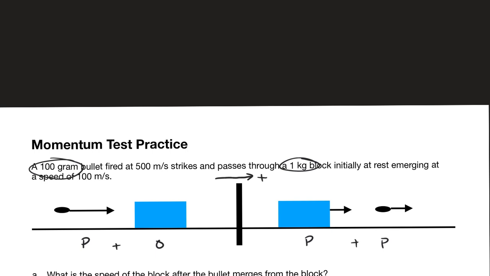I'm just going to write that this is, let's go with P initial for the bullet plus P initial for the block. I know that's a lot of subscript, but you'll understand why I'm doing that in a minute, I hope. That has to equal P final for the bullet plus P final for the block. Is that okay? Do you guys see that?